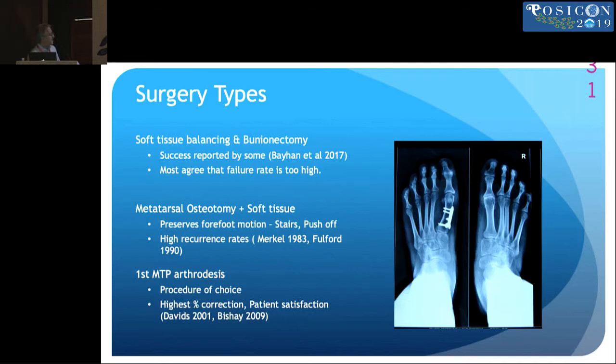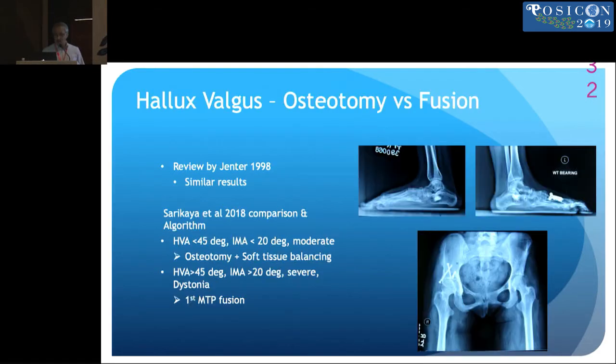High recurrence rates have been reported in earlier literature, and this is one of our cases who had this as a part of SEMLS, a proximal metatarsal osteotomy, plate fixation, and soft tissue balancing. And she is a gross motor 4, and first MTP arthrodesis is the procedure of choice according to literature, and highest percentage of correction and patient satisfaction. So there was a review by Genter in 1998 who compared osteotomy versus fusion, and he says, well, the results are similar. These pictures are from the same kid whose foot you saw in the previous slide. So bilateral Moscas, hallux valgus correction, a Bernese at the top, and a lot of soft tissue work.